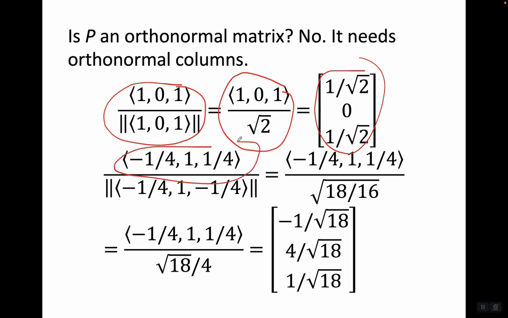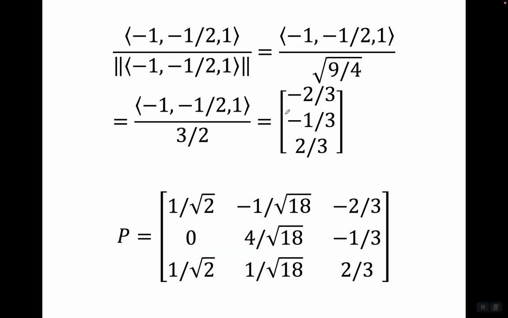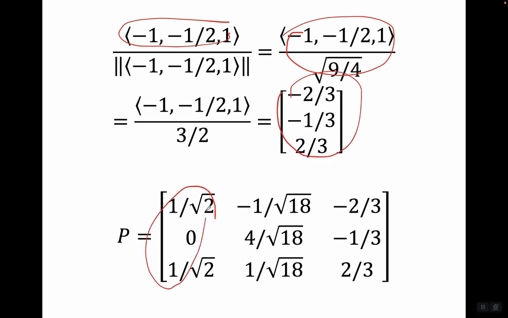Similarly, instead of (negative 1/4, 1, 1/4), we divide it by the length, and we end up with something like this, which simplifies to this, because the square root of 16 is 4, and we end up with (negative 1 over root 18, 4 over root 18, 1 over root 18). In the same way, the last column, (negative 1, negative 1/2, 1), when divided by the length, gives us this. Square root of 9/4 is 3/2, so we end up with (negative 2/3, negative 1/3, 2/3). Okay, so now we can replace those long vectors with vectors of length 1, unit vectors. Now we're done. We're good to go. That is our orthonormal matrix.